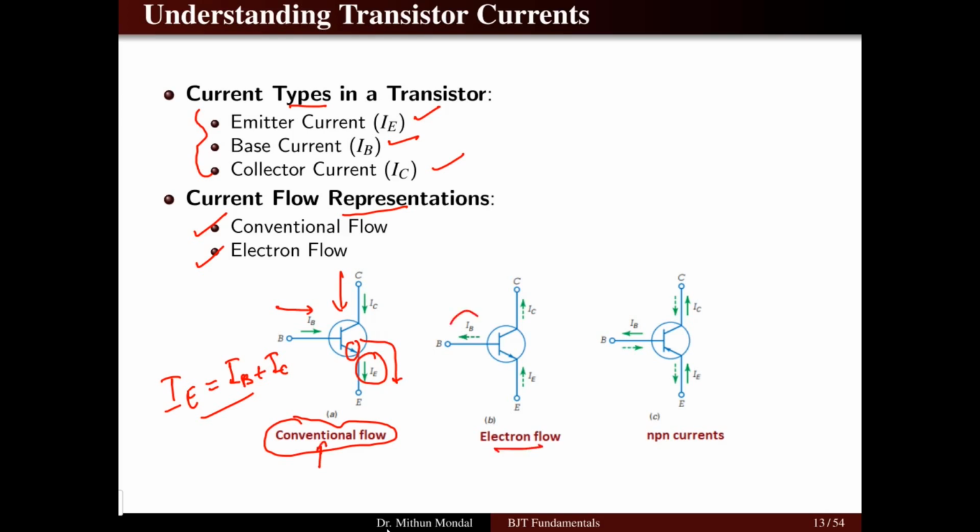Electron flow direction will be opposite to the conventional flow direction, and this is taking an example of a PNP transistor. In the PNP transistor, remember the arrowhead will be outward. If you take the example of an NPN transistor, the arrowhead will be inside. So it means the conventional current IE is inside and IB and IC are moving outward from the base, whereas the electron flow direction will be opposite to the conventional flow direction.